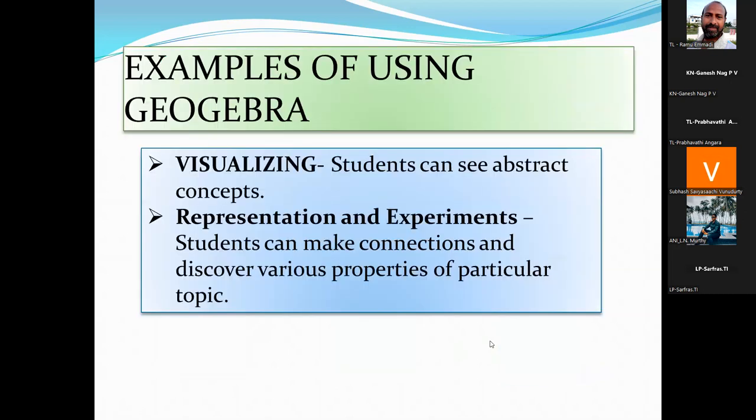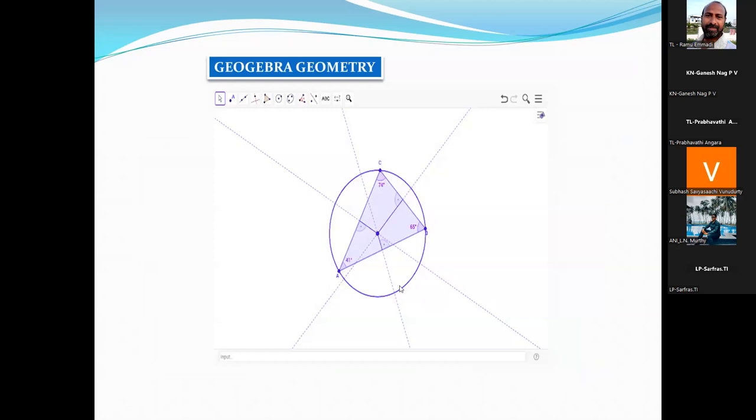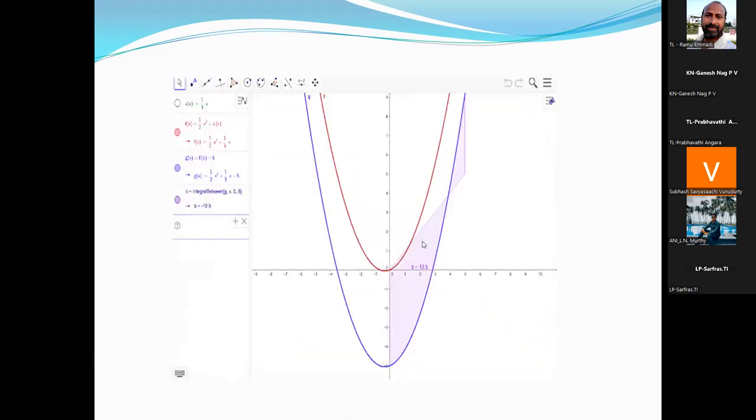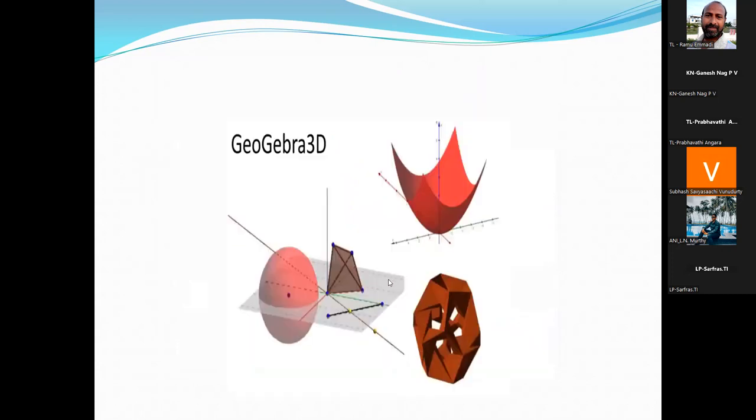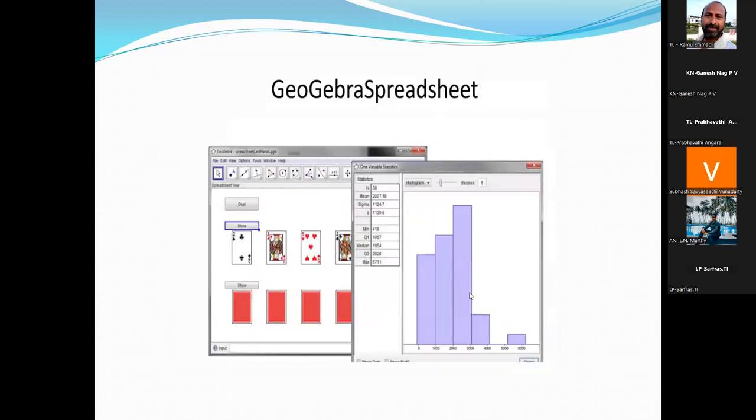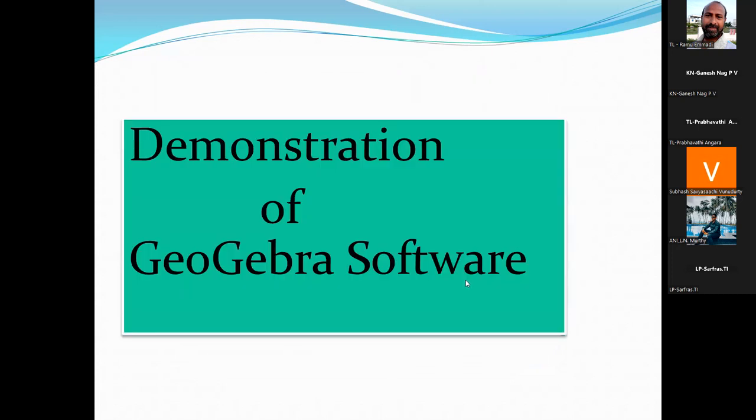Okay, so next, what are the examples of using GeoGebra? First, you can visualize various abstract concepts. And next, we have representation and experiments so that students can make connections with various properties and also discover the various properties related to that particular topic. In GeoGebra geometry, you can see this is the circle properties being explained. And the next is the parabola. This is GeoGebra 3D and this is the GeoGebra spreadsheet.